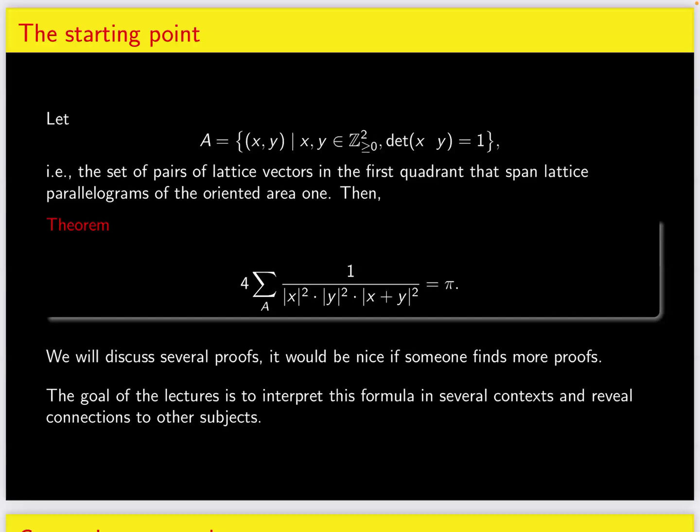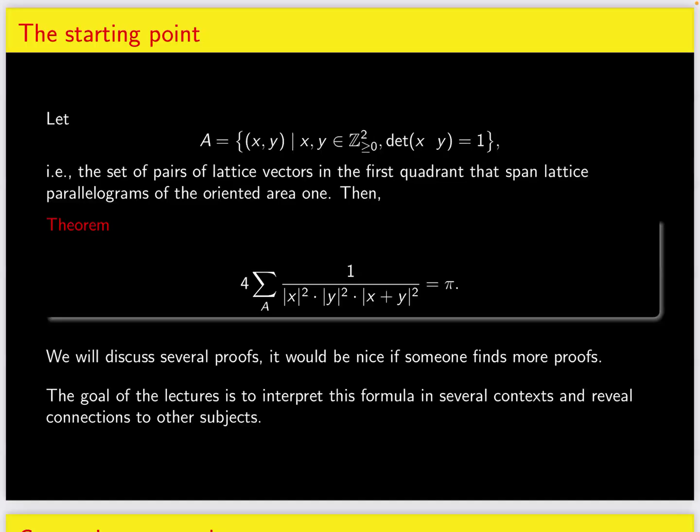Let's consider the set A. This is a set of pairs of vectors in the first quadrant, so both coordinates are non-negative integers, such that these two vectors span a parallelogram of oriented area 1. I write that as the determinant of the matrix composed of x and y is 1.